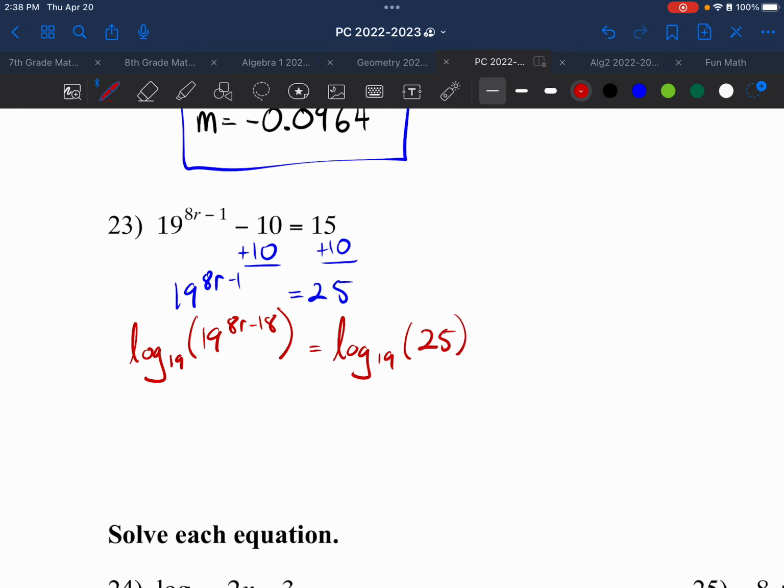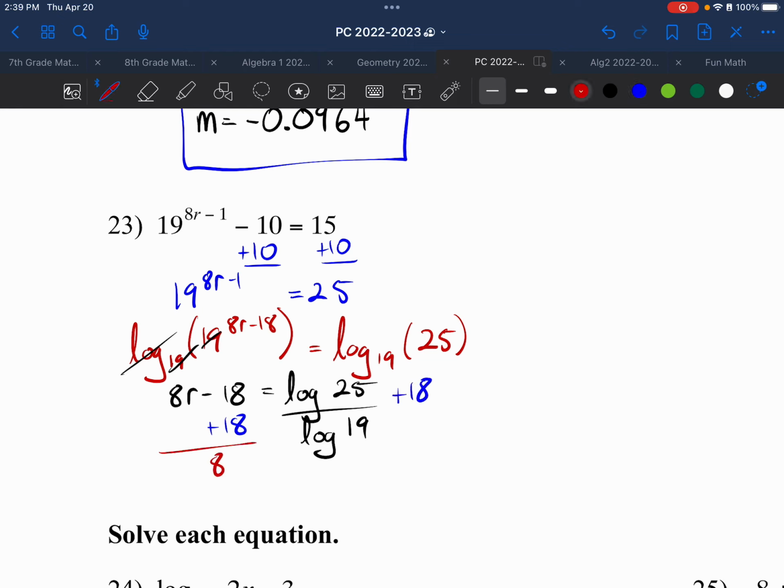And then from here, I'm going to cancel some things. You're gone, you're gone, you're gone, leaving me with 8r minus 18 is equal to, and change the base formula over here, this is going to be log of 25 in the numerator. The denominator is going to be log of 19. And I got to do some things. I'm going to add 18 first, and then after I add 18, I'm going to divide by 8, which means r is equal to all of that.